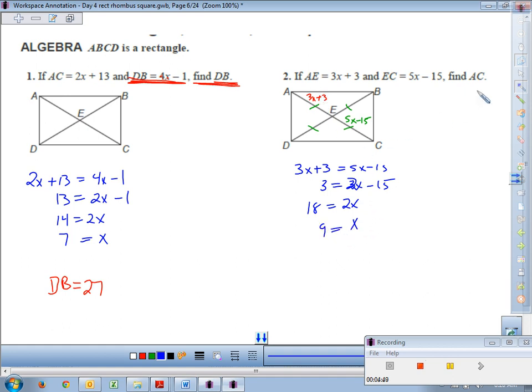X equals 9. They want me to find the distance from A to C. That's this whole thing. Well, I'll substitute in: 3 times 9 is 27, plus 3 is 30. So that's 30, and then this better be 30 also. 9 times 5 is 45, take away 15 is 30. Distance from A to C equals 60.